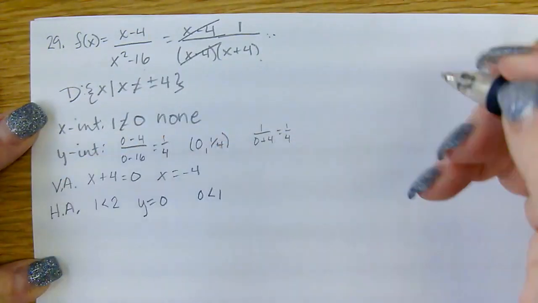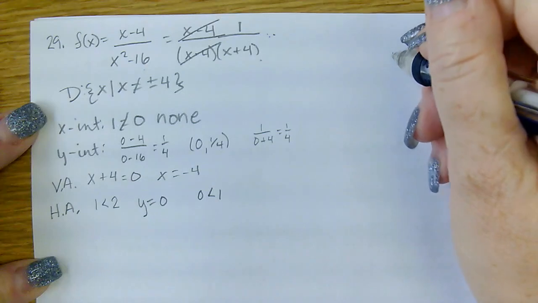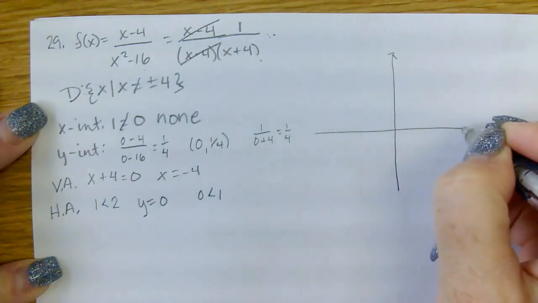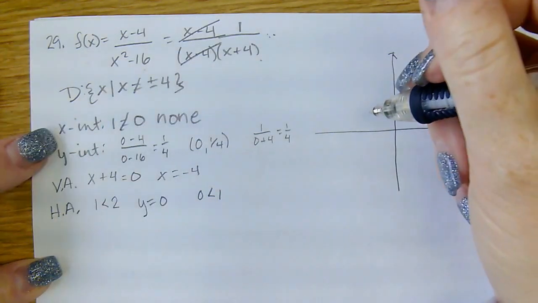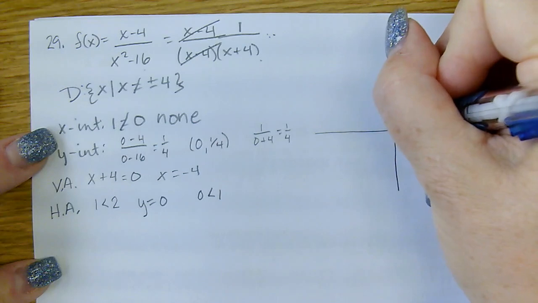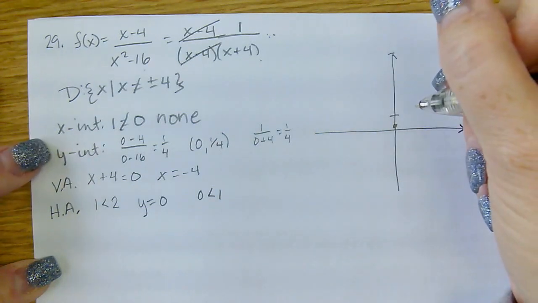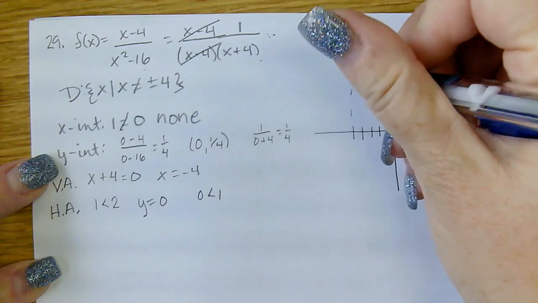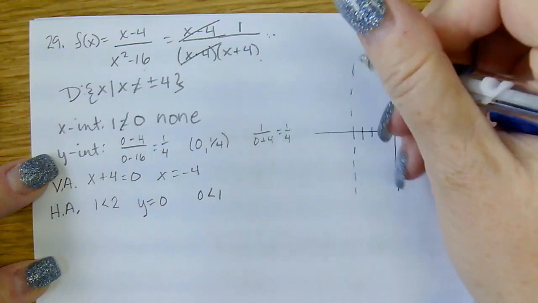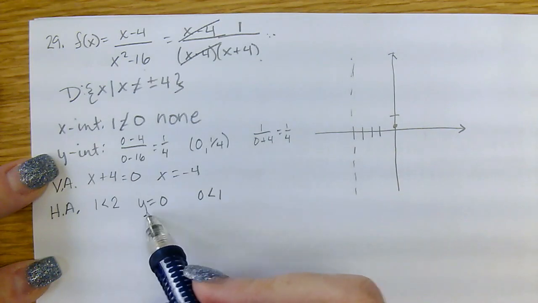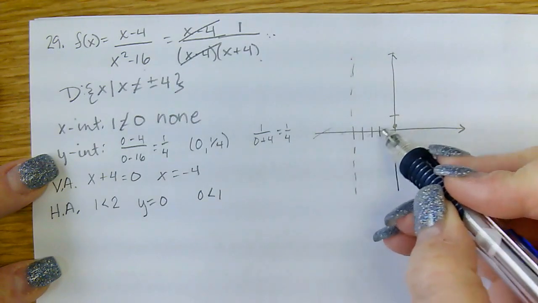So I'm down to the horizontal asymptote, so I want to graph what I have so it's easier to see my intervals. I have no x-intercept. I have y-intercept at 1/4. I have a vertical asymptote at negative 4. And do put your imaginary dotted lines there, guys. And then my horizontal is at y equals 0, so I just kind of do my slants.